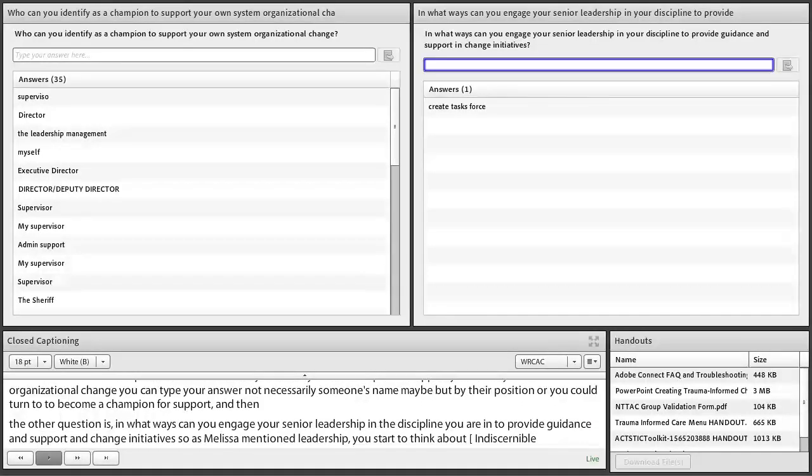And we did leave these up so you could see the results of the kind of champions people will be turning to for organizational change.